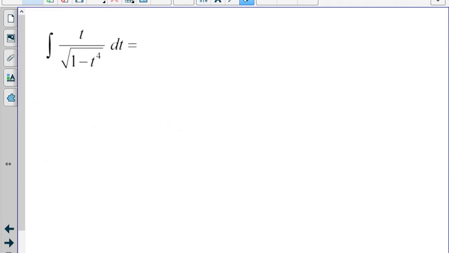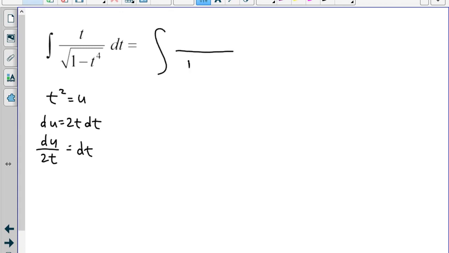So let's make a different choice for our u substitution, and I will make the choice t squared equals u. So in that case, du equals 2t dt. So if I want to replace dt, I have du over 2t. So what I have here is 1 minus u squared inside of a square root. The t's are going to end up canceling. So the t that was in the numerator is going to cancel with the t that's down here, and I end up with a du over here. And then there's a 1/2 that goes on in this problem.